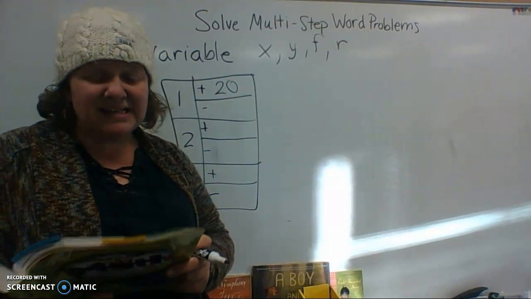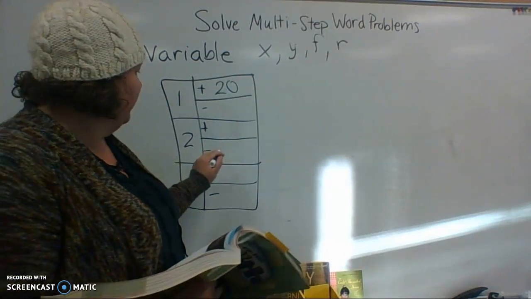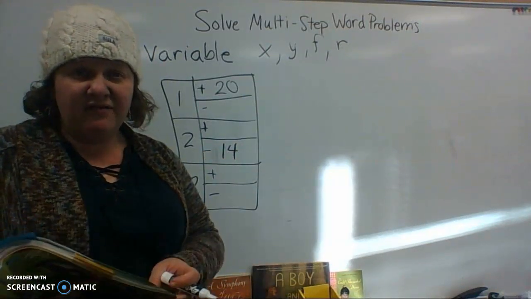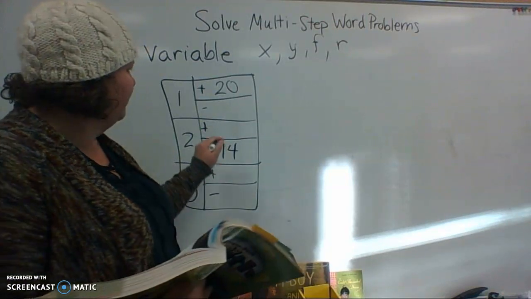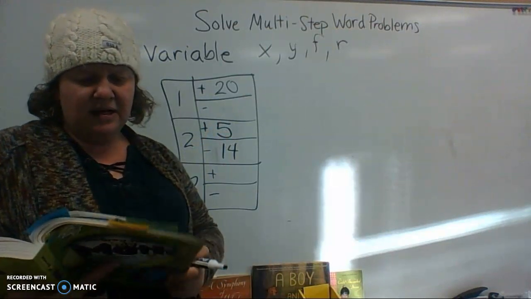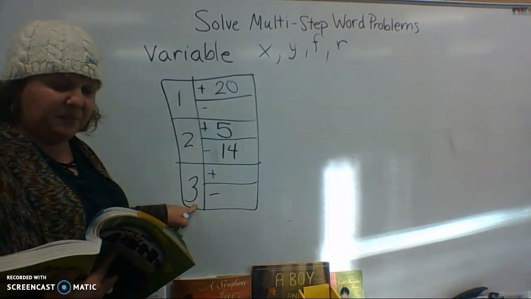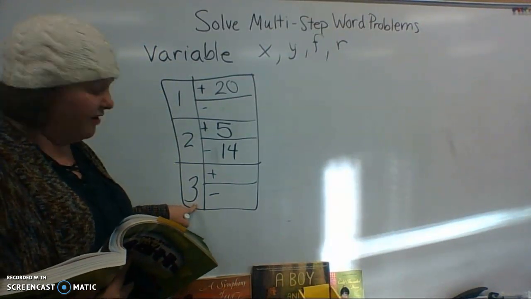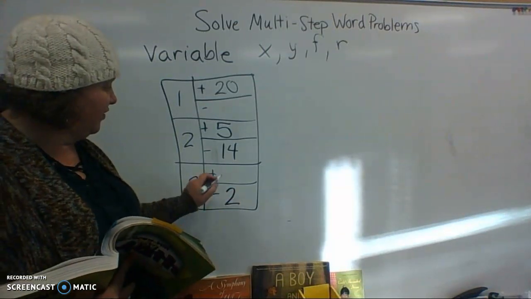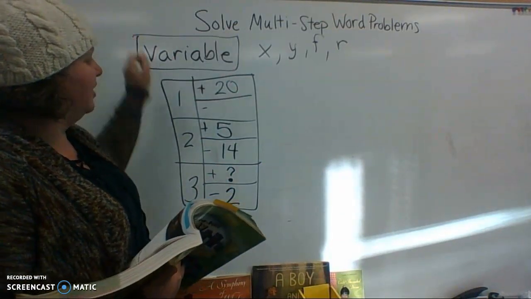At the second stop, 14 people got off the bus. Ooh, so that's going to be minus, right? 14 people got off the bus. And 5 people got on the bus. Ooh, 5 are getting on. So we're gonna have to add that because people are getting on the bus. At the third stop, here's my third stop. 2 people got off the bus. So off is subtracting. And some people got on the bus. Ooh, this is our question mark. So this is where this variable concept is gonna come into place.